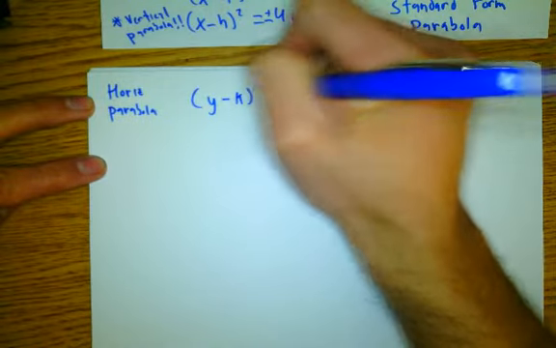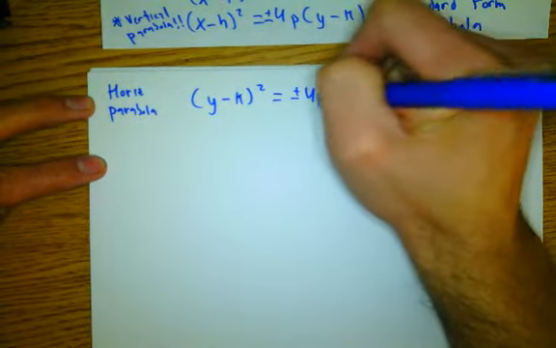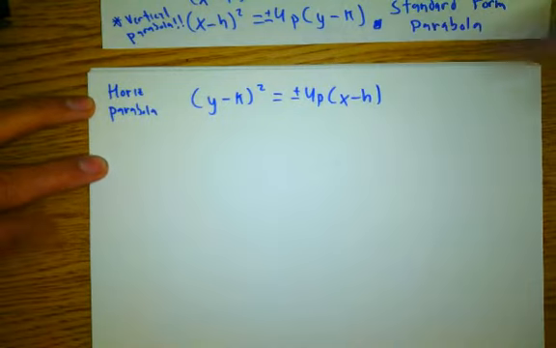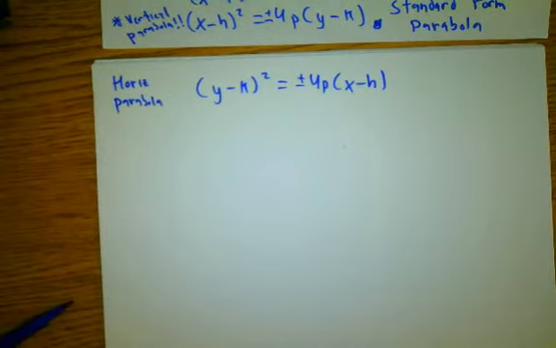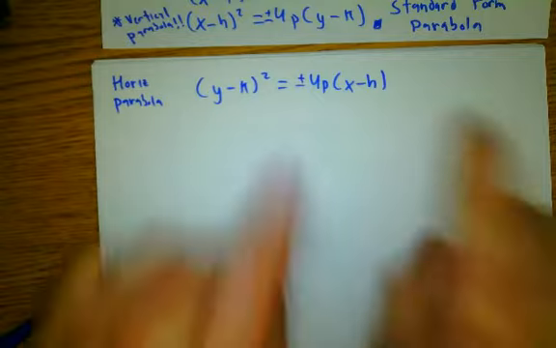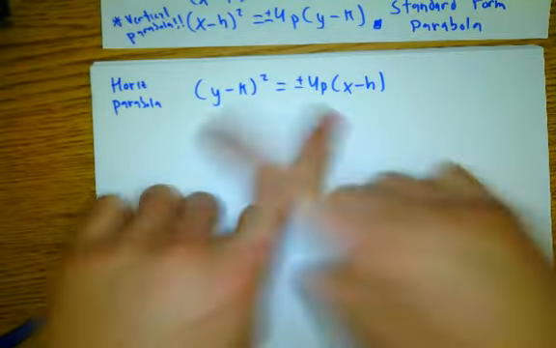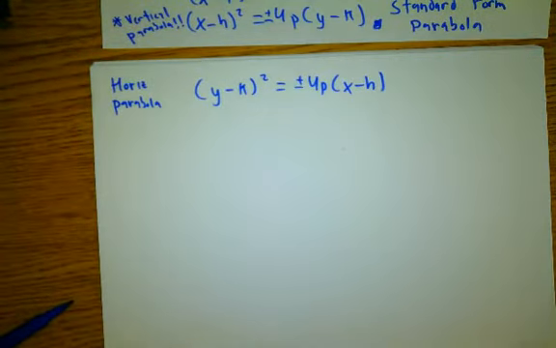What do you notice? It's literally, I just switched the position of the two things. Because if I'm going to be opening left or right, then instead of being x squared, I need to be y squared. Cool? But what I still need you to notice is that the vertex is still located at h comma k. Cool?